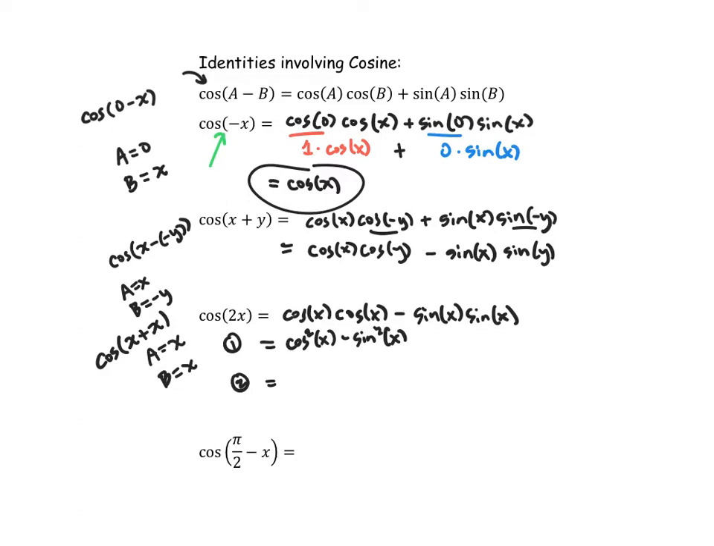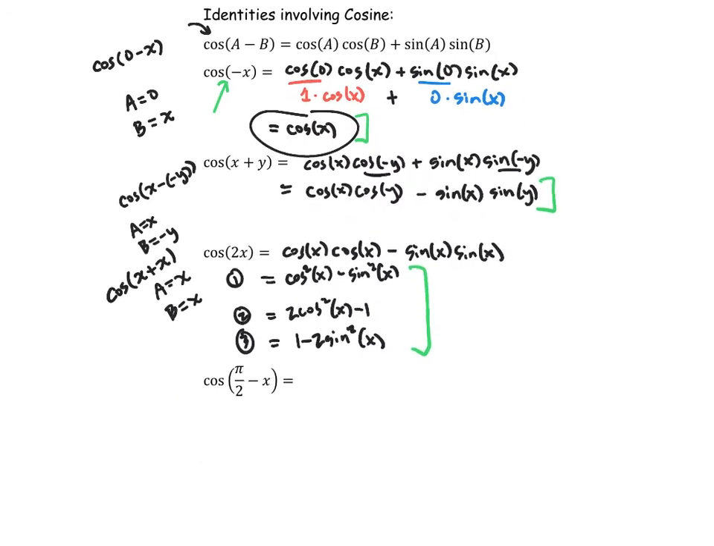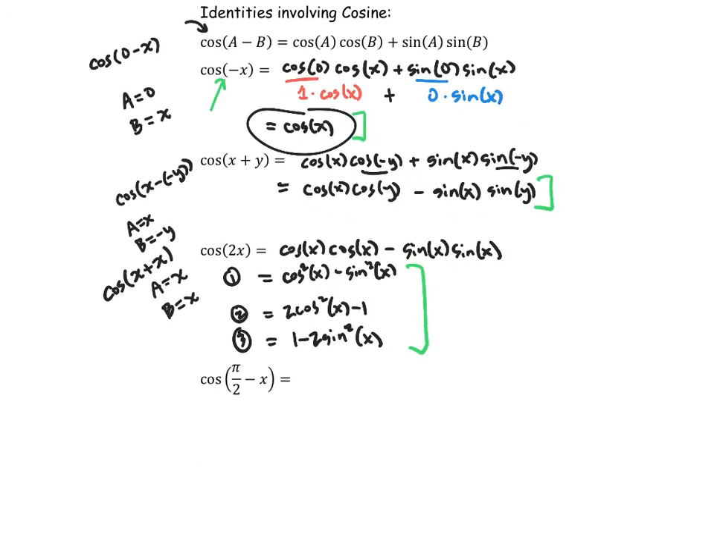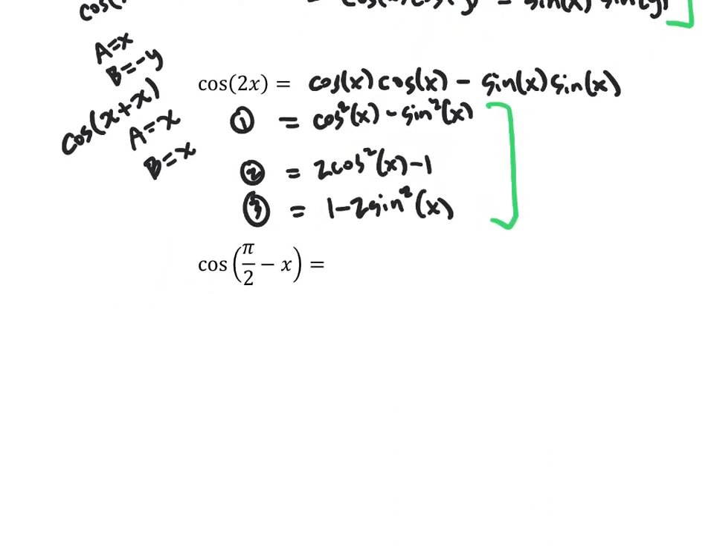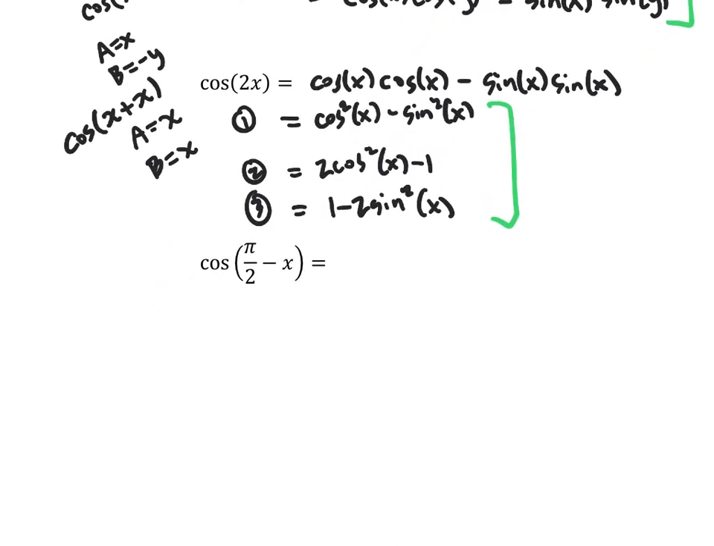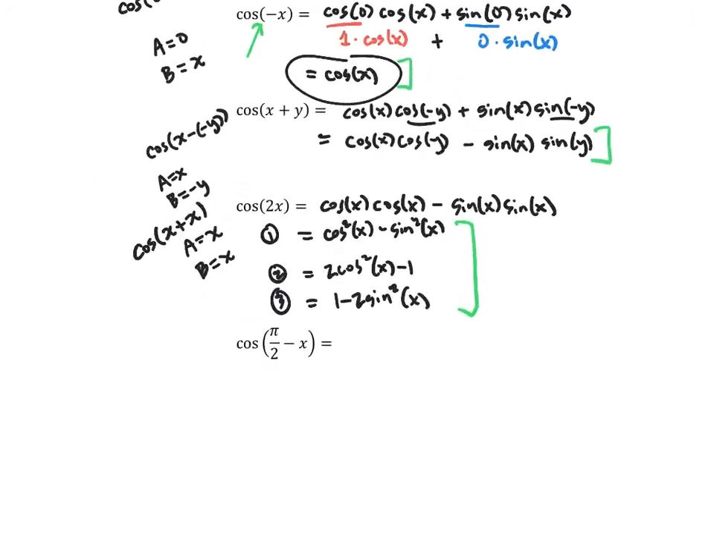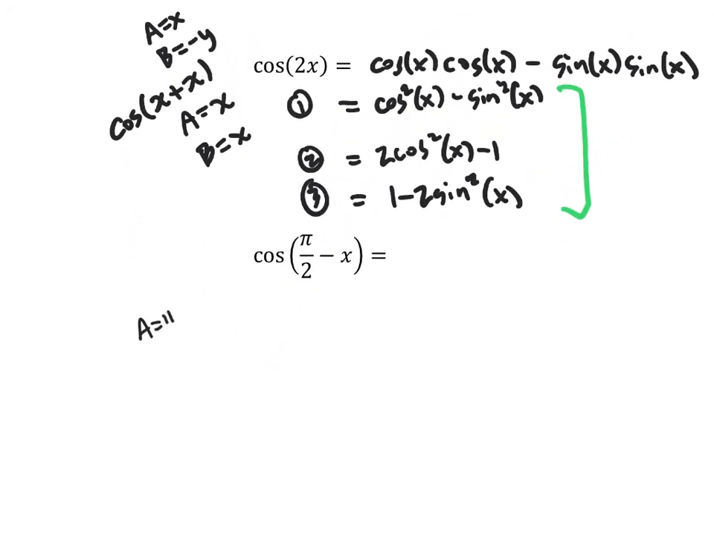Another form, I could use the Pythagorean identity cosine squared plus sine squared equals 1 and do some substitutions. I can do that in a separate video if you'd like. Another form is 2 cosine squared x minus 1. And the third form of cosine 2x is 1 minus 2 sine squared x. Okay, so up to this point, we've got each of the following as different forms for those either compound identities or double angle identities. All right, let's look at cosine of pi over 2 minus x. So again, we're going to go back to A minus B. So it looks like A will be pi over 2, and B will equal x.